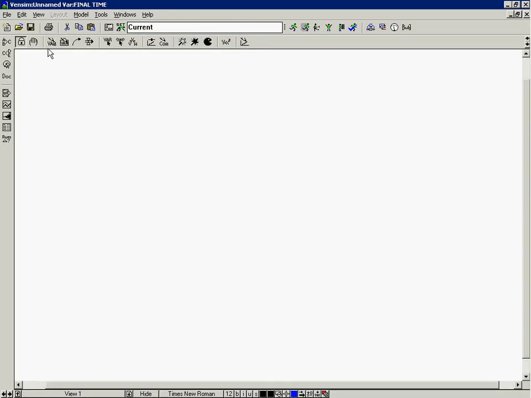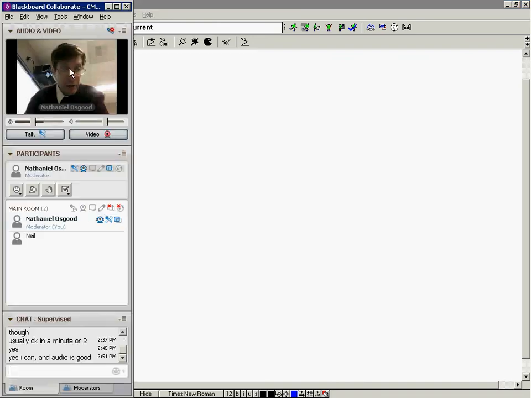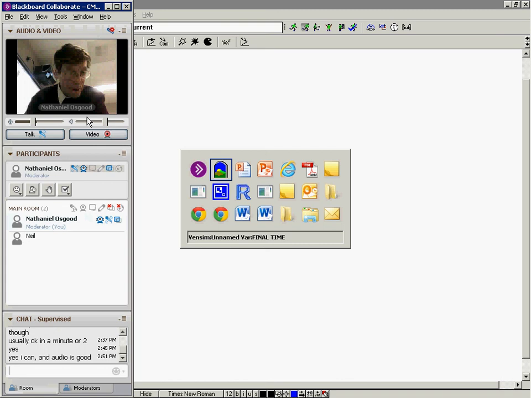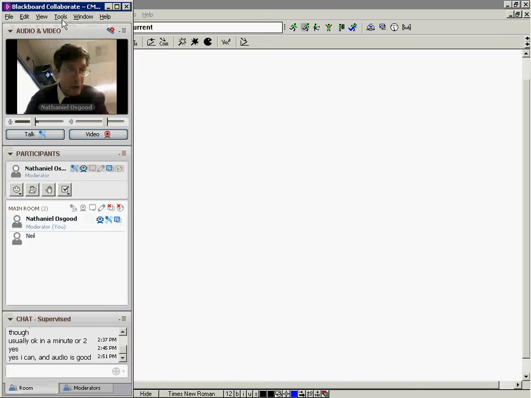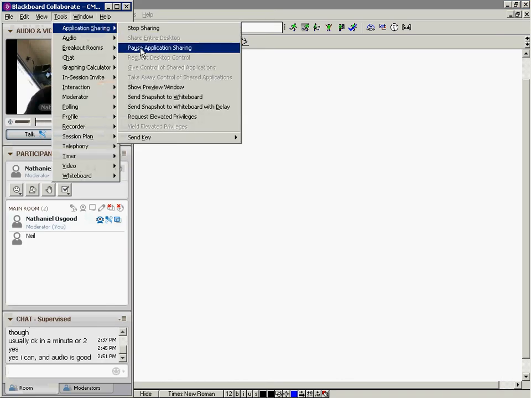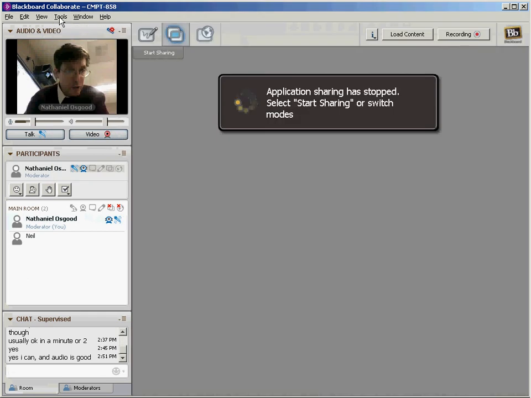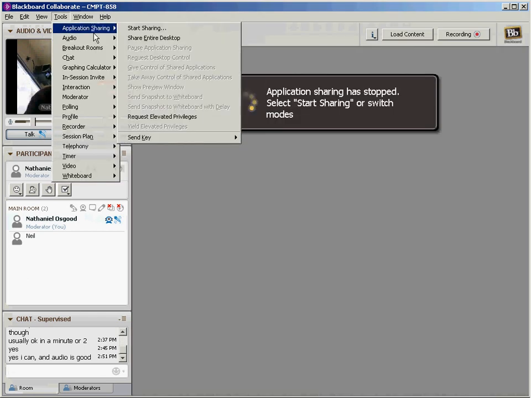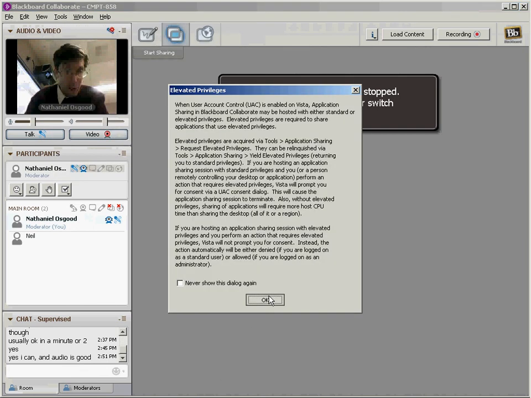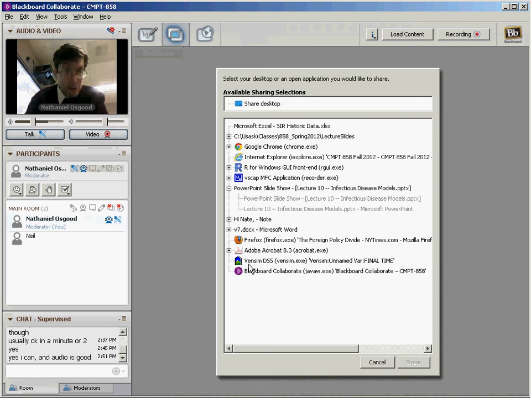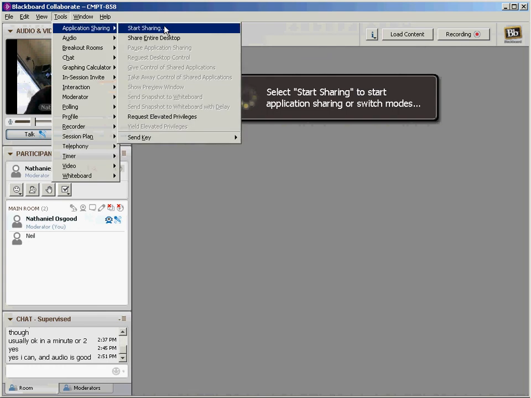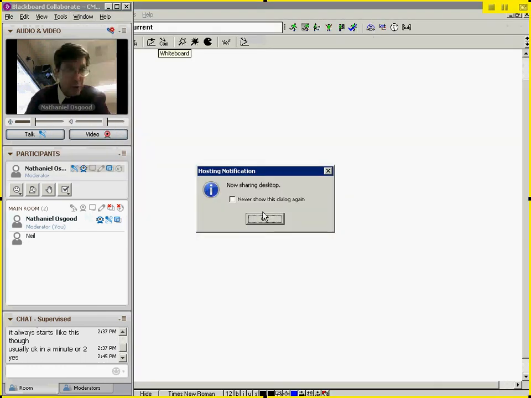There we go. Okay, Neil can't see this right now, I think. So let me switch over the window so that he can. So I'm going to stop sharing that, and I'm going to start sharing. So please, folks, start adding in susceptible, infectives, and recovereds, and then I'll join you in just a second here. Application sharing, share entire desktop. Okay, so here we go.